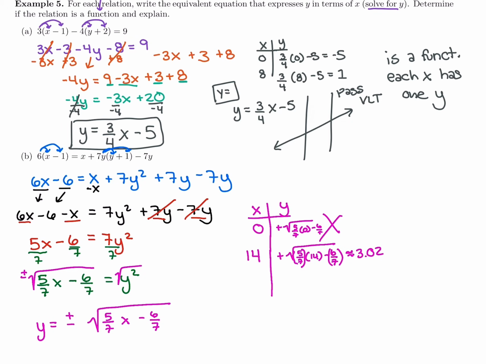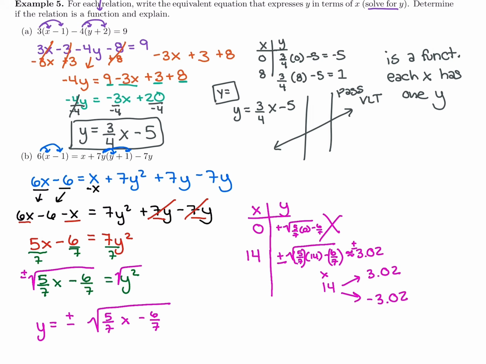But remember, it's plus or minus the square root. So I would get positive 3.02 or I would get minus 3.02. So that means when I plug in 14, it goes to two y values. It goes to 3.02 and it goes to negative 3.02 because the rule is plus or minus. That's part of our equation. So each x value could be going to two y values. We tested 14. That was just a random x value and it was going to two y values.